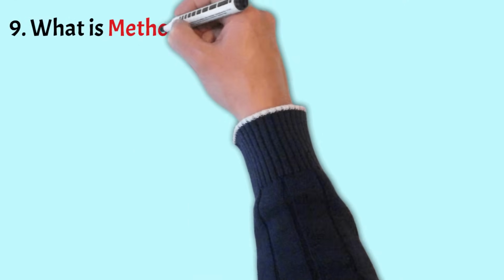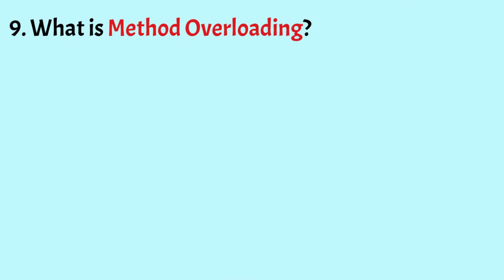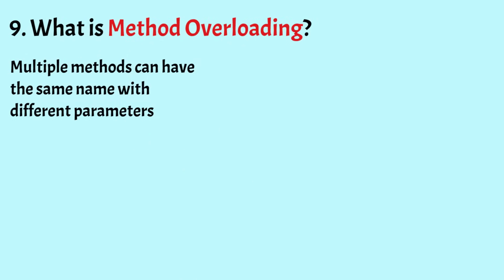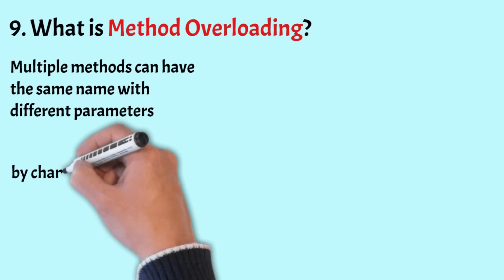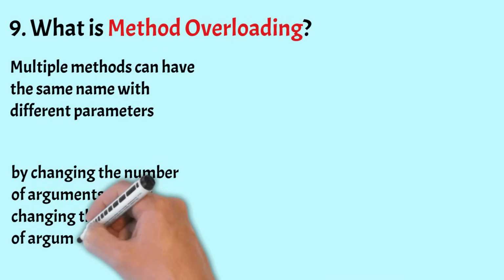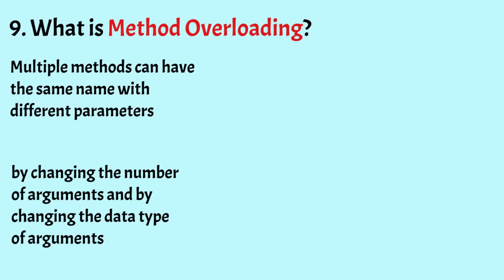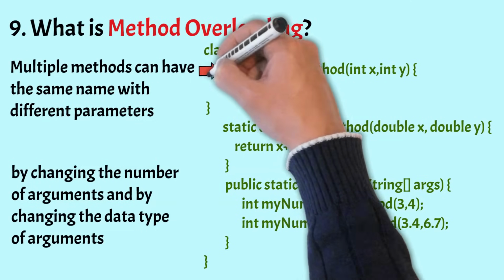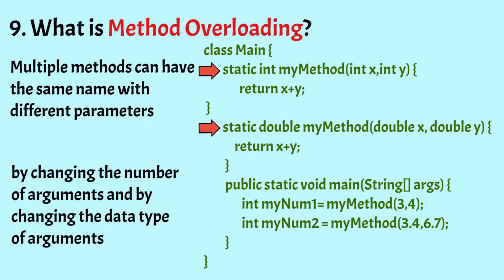Alright, so moving on to the next one. What is method overloading? In method overloading, multiple methods can have the same name with different parameters. Method overloading can be achieved in two ways: by changing the number of arguments and by changing the data type of arguments. Now let's have an example over here. In this example, you can see we have two methods with the same name, but different types of arguments.